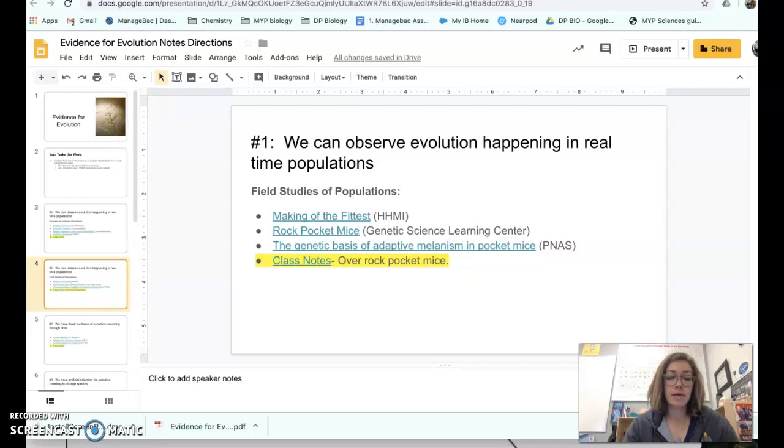So still on evidence number one, we can still look at other populations in which we can observe evolution happening in real time. And I've provided here several different links. I would highly recommend, if genetics was a tough topic for you throughout the course last year, looking at either of these two links here, because they have a lot of really good connections to genetics that I think you could find beneficial.